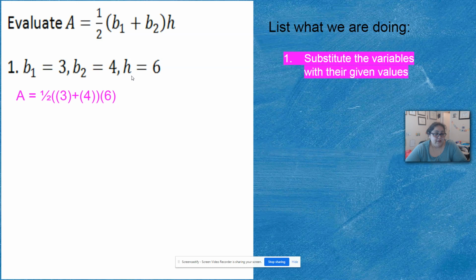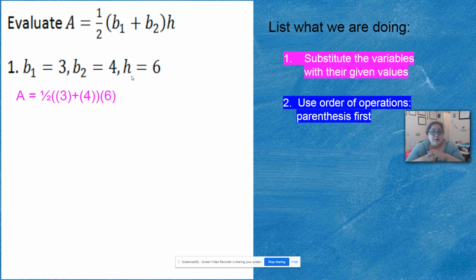Notice that when I substitute, I use parentheses. I always want to use parentheses because I want to be able to distinguish a positive and a negative number. What positive or negative number am I plugging in? If you notice, all of these are positive. I don't have a negative sign in front of any of them.